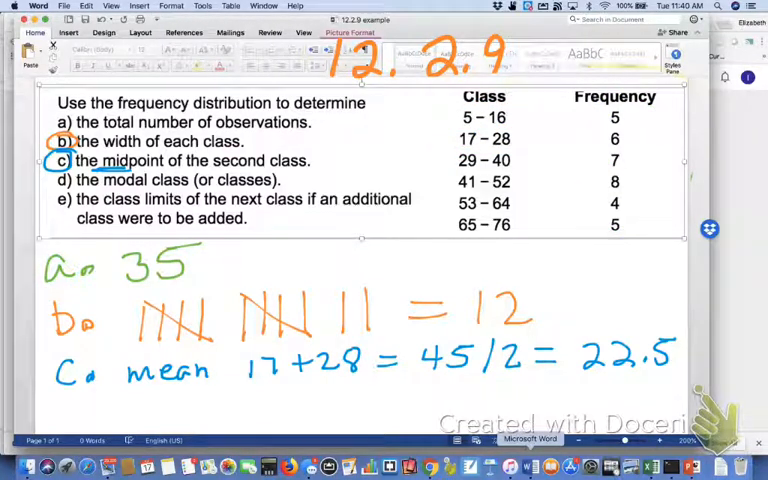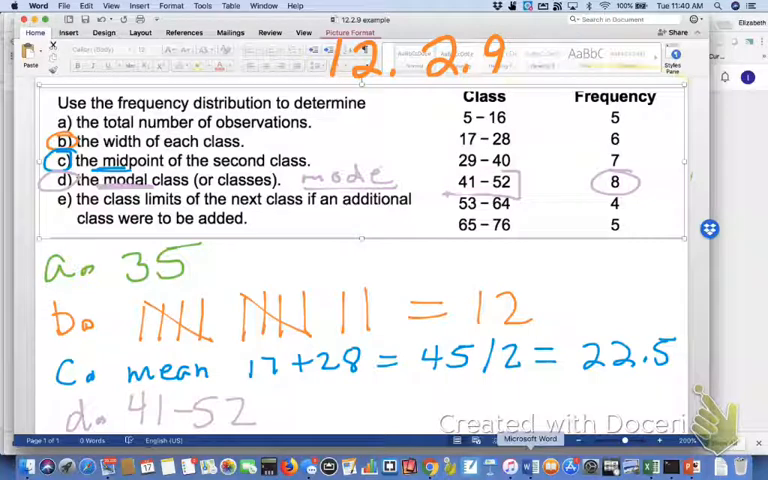Letter D is asking us to find what's called the modal class. And modal is derived from the word mode. You know from your previous studies that the mode is the number in the data set that shows up the most. Or you could have more than one mode, like if you had 2 modes that show up the same amount, more than any of the others. In this case, we only have one though. The modal class is the one that has the highest frequency. In this case, we only have one that's the highest frequency. So the modal class is going to be 41 through 52. That is the interval that showed up more than all of the others.